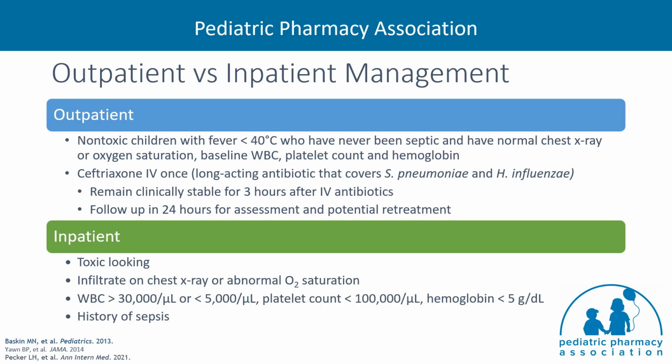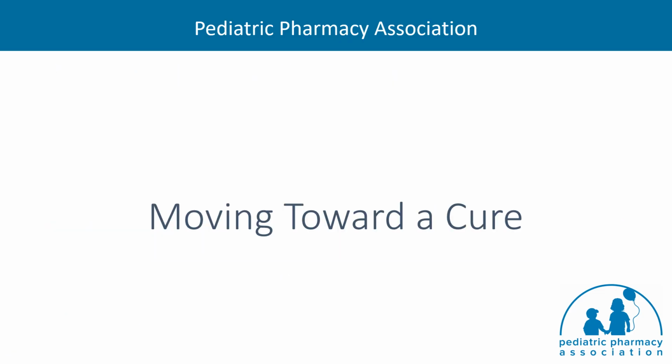assessment the next day. If the patient looks toxic at all, if they have infiltrates on their chest x-ray or abnormal O2 sats, if their white blood cell count is elevated or low platelet count or low hemoglobin, or if they have a history of sepsis, admission to the inpatient service is recommended. So those are some of our big complications and how we can handle them for our sickle cell disease patients.